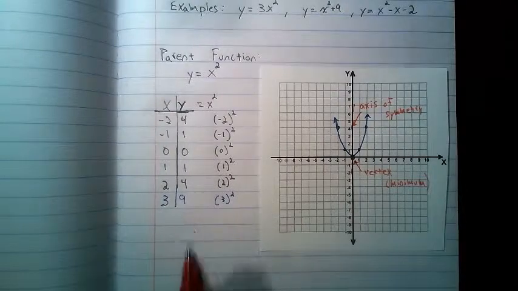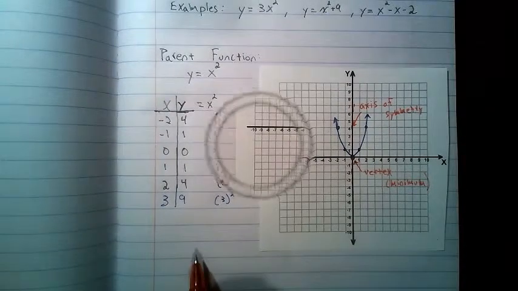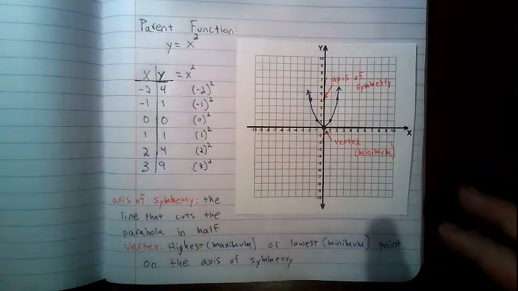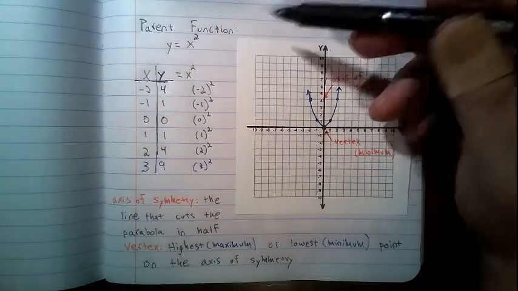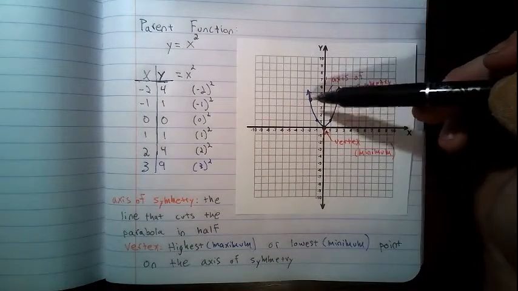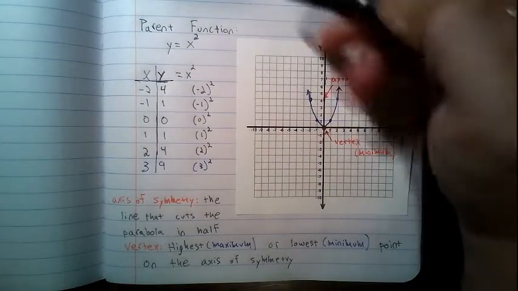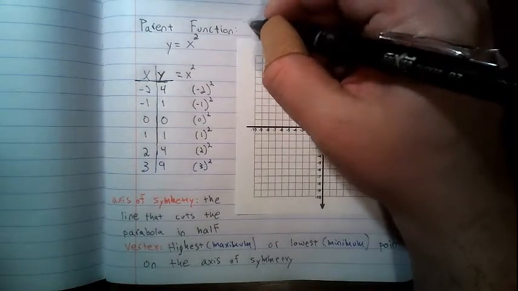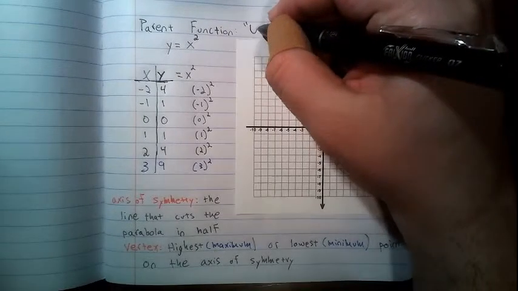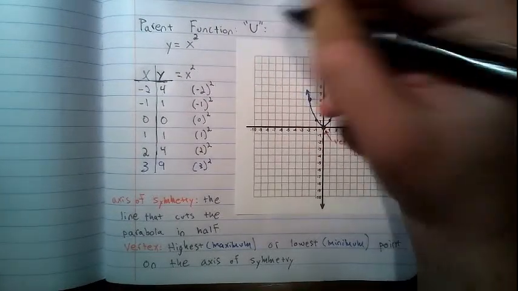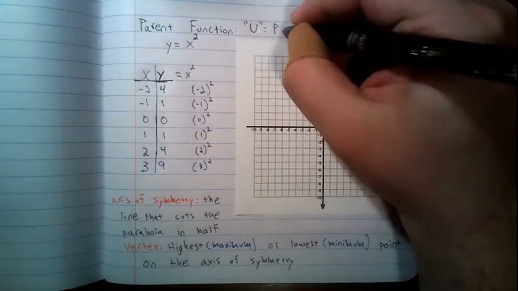And we're going to write those vocabulary words right here. And it's important to note here one definition you're going to hear quite often is that this shape, this U shape that it creates, is called a parabola. P-A-R-A-B-O-L-A.